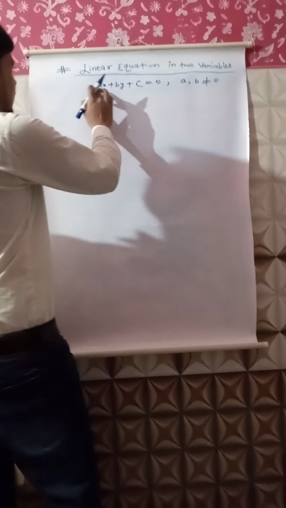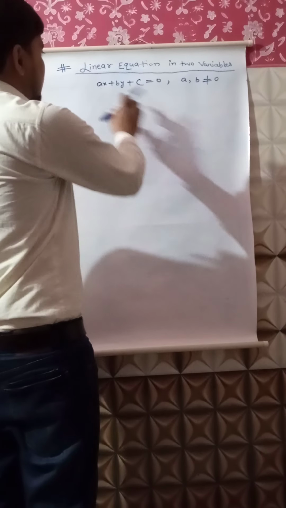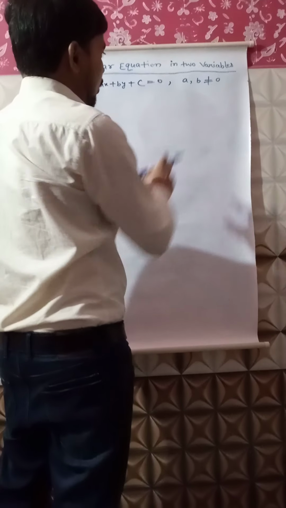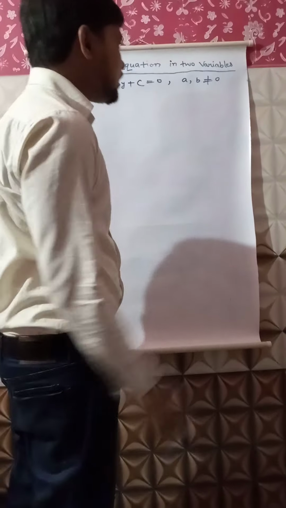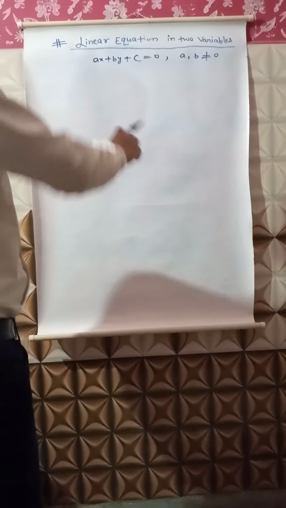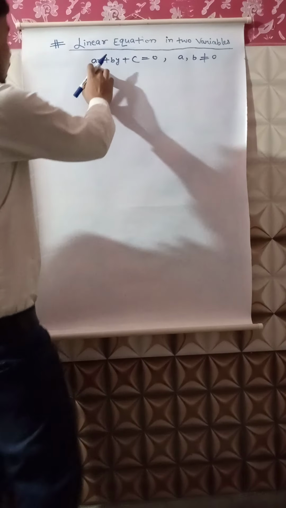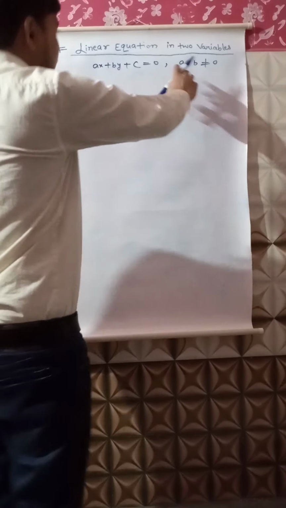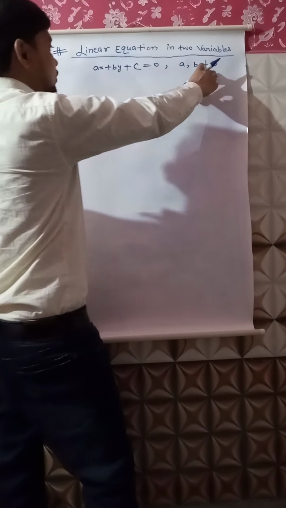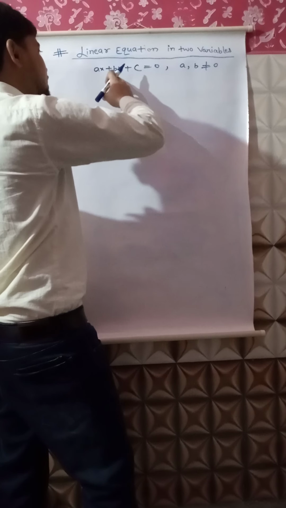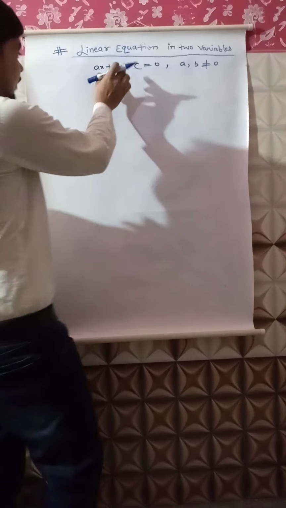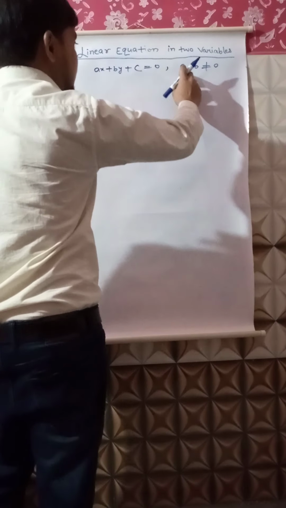In linear equations in two variables, the form is ax plus by plus c is equal to 0, where a and b are not equal to 0. This is the form of a linear equation in two variables. Here x and y are the two variables. So a and b should not be equal to 0. If a and b were 0, then our equation would not be in two variables. That's why this condition is required.